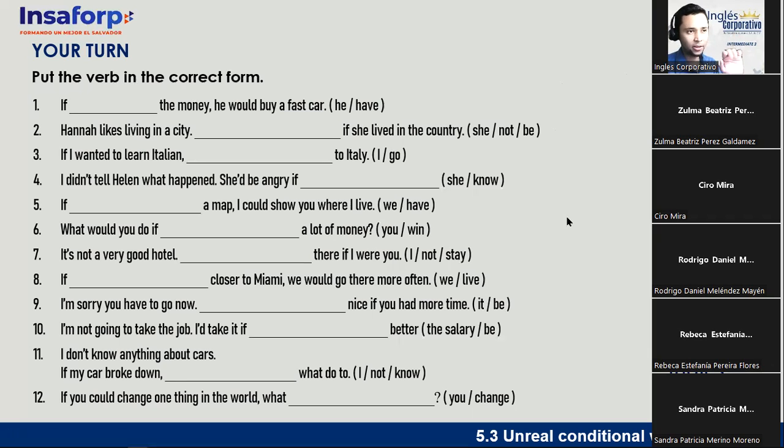Maybe before that, we should do exercise 1 and number 2. Ok, let's see. Vamos a hacer el 1 y el 2 primero para que quede de ejemplo. Who wants to try number 1? A ver, ¿quién se anima? You have to use the information in parentheses, by the way.